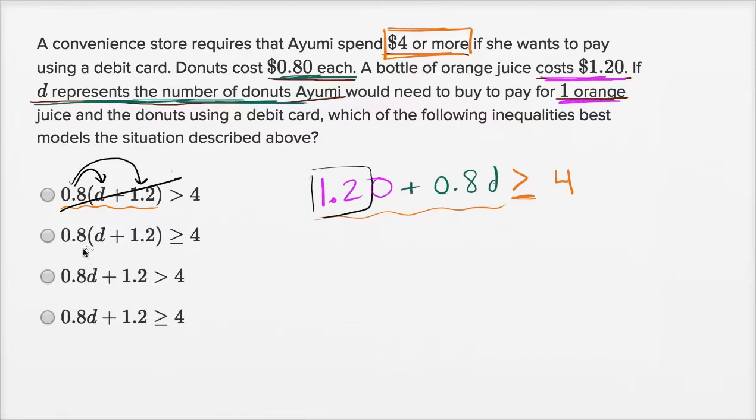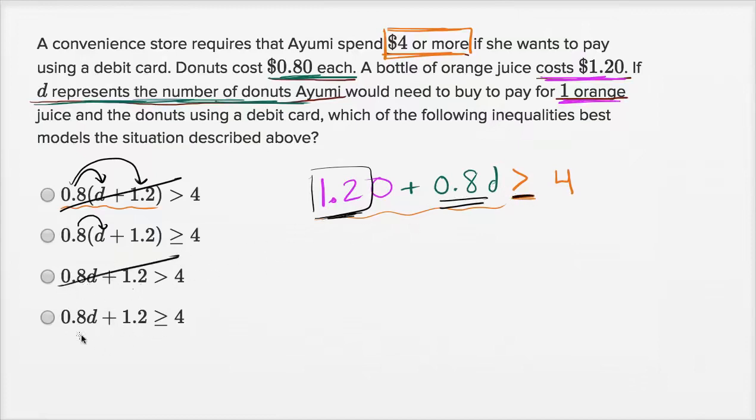Next, 0.8 times D plus 1.2 is greater than or equal to 4. Well, that has the greater than or equal to, but if you distribute, 0.8 times D is going to be this, but 0.8 times 1.2 is not 1.2. It's going to be 0.96. So that's not going to work out. Let's see, 0.8D plus 1.2 is greater than 4. We're close, but remember, we want greater than or equal to 4.